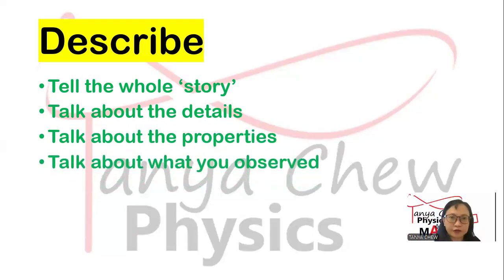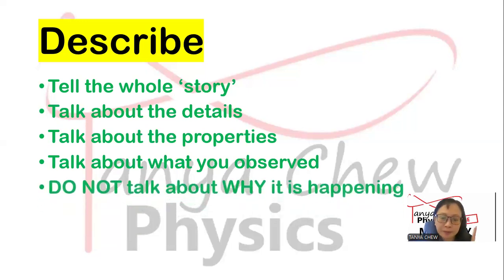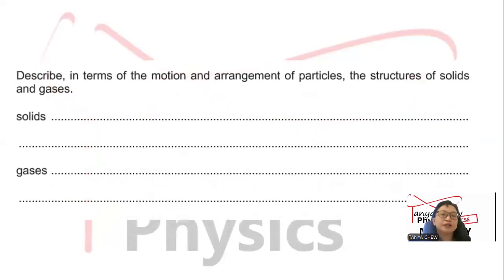If a diagram or figure is not given, just look at the statement given. So describe based on the statement, what you understand from it, or if a figure is given, even better: what can you see from the figure? And please do not ever talk about why it is happening. I see that the pressure is increasing. Don't tell me why the pressure is increasing. Just talk about what you can see. That is called description. Example: describe, in terms of motion and arrangement of the particles, the structures of solids and gases.